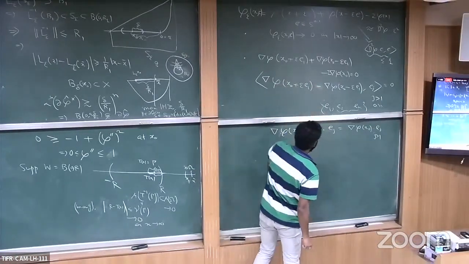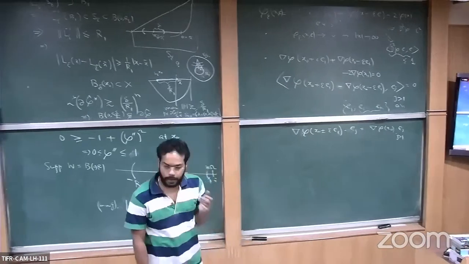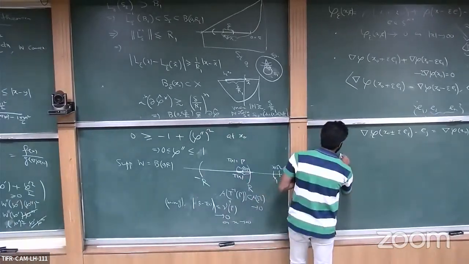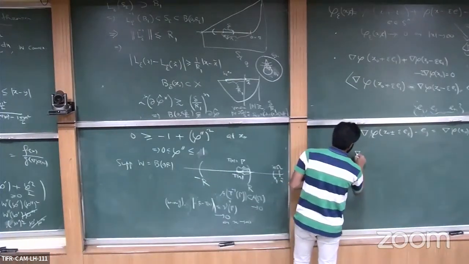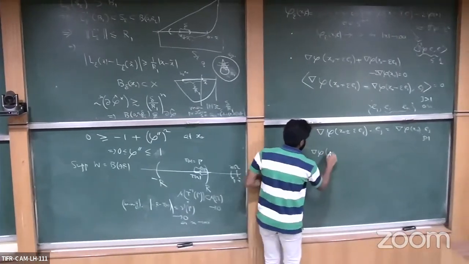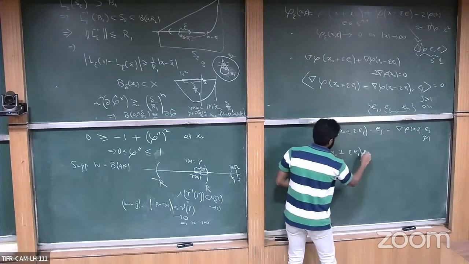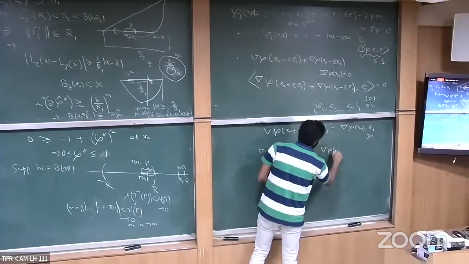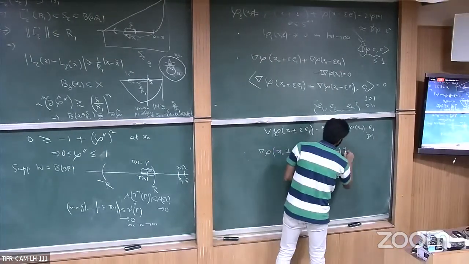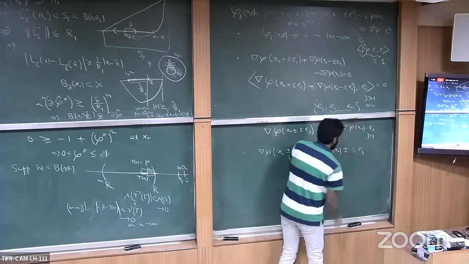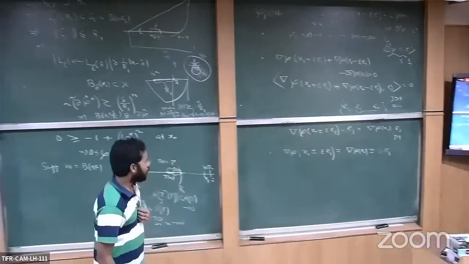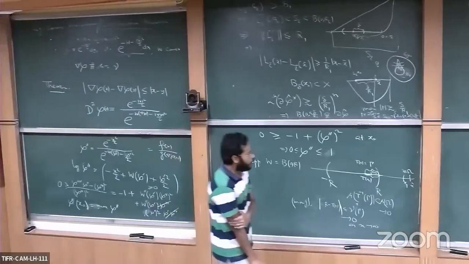if we compute the e1 direction, shall I just write the result and proceed? So if you compute the e1 direction, what you will see is that gradient phi of x0 plus minus epsilon e1 is basically gradient phi at x0 plus minus some delta times the e1 direction. So this is what you will get just by doing this computation.